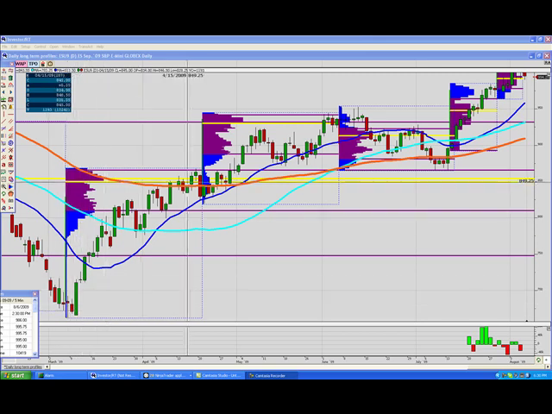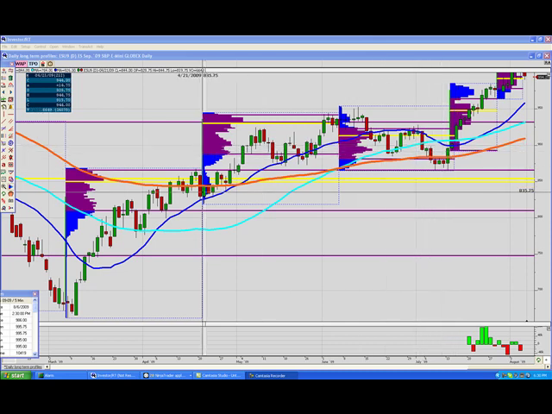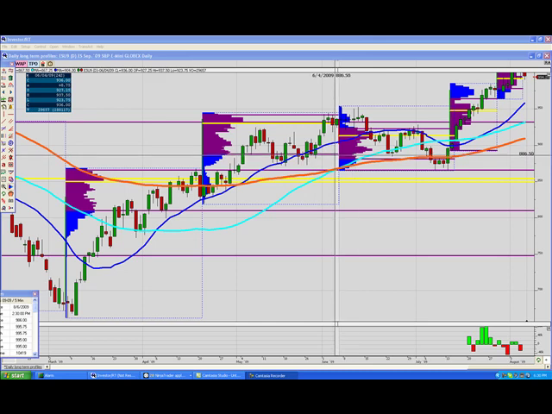So the RT Investor allows you to construct profiles anywhere you want for any number of bars, and I find it very useful. I just look at what I think is maybe a swing from a significant low to a significant high, put a profile on it, and it really gives you a very precise understanding of where you can expect the market to react in the future.